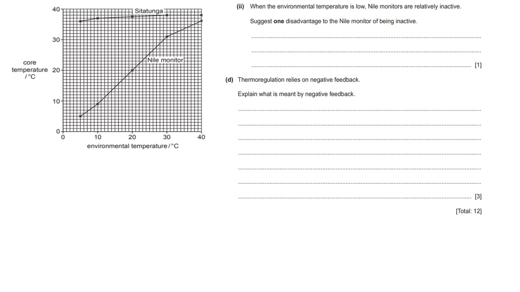Thermoregulation relies on negative feedback. Explain what is meant by negative feedback. So this is usually what homeostasis starts with. So if you haven't watched the videos on homeostasis, it's a good time to go and do so. Negative feedback simply means that you are restoring a change in a physiological term or a physiological event. You're restoring it back to a set value or close to an ideal value.